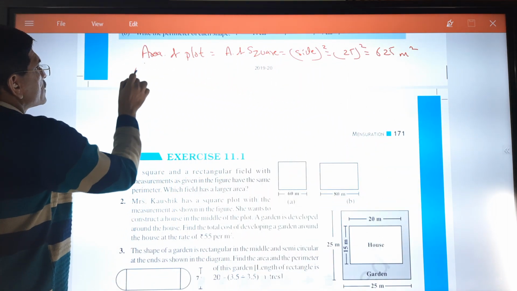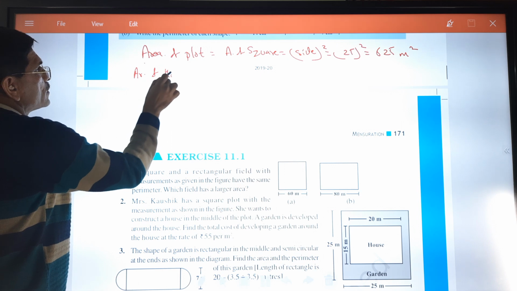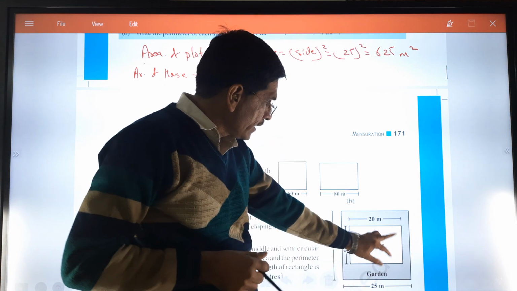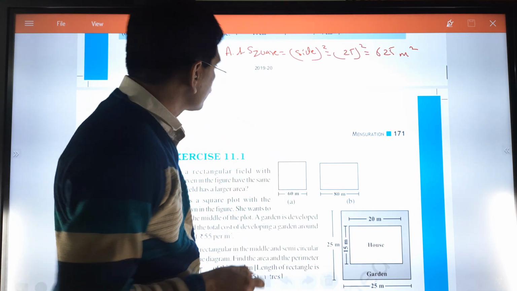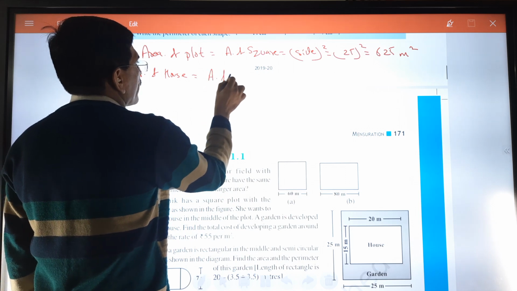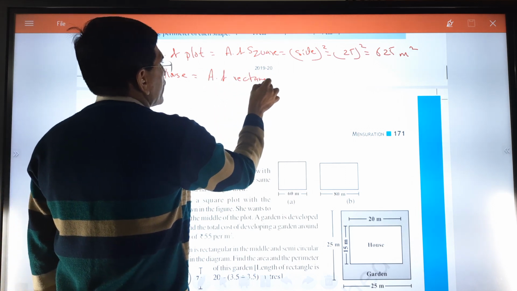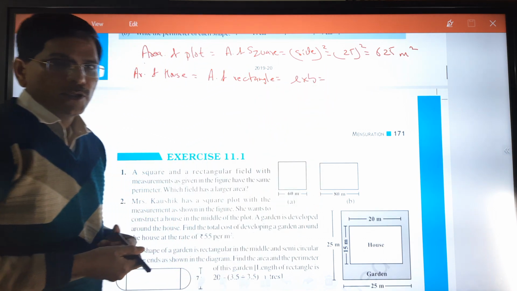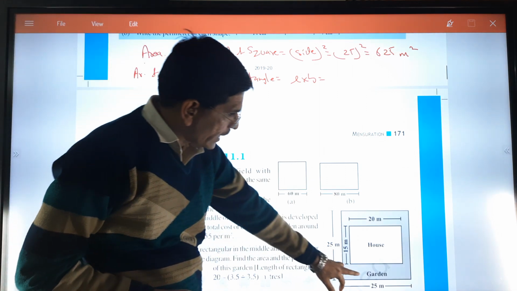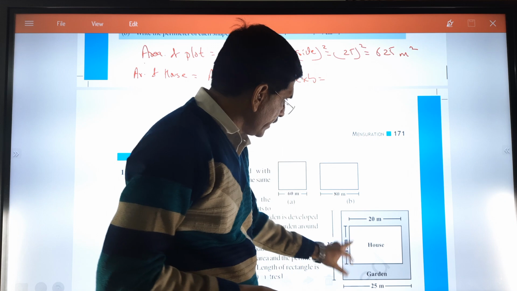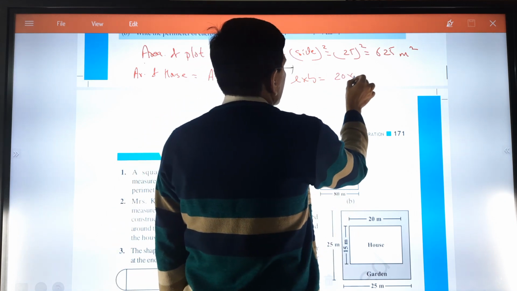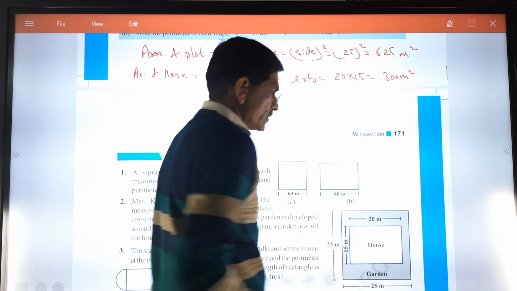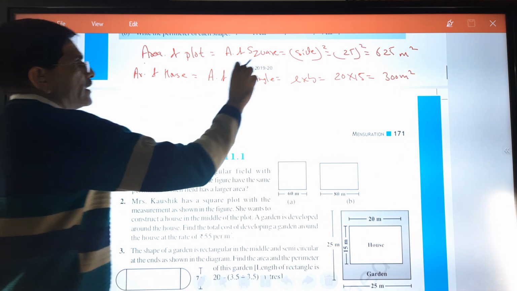Now area of house. Again the house is a rectangle. If you see properly, the house is a rectangle, 20 and 15. Now area of rectangle, we know that is L multiplied by B, length into breadth, that is 20 into 15. So 20 multiplied by 15 is 300 meter square. So the area of house is 300 meter square.